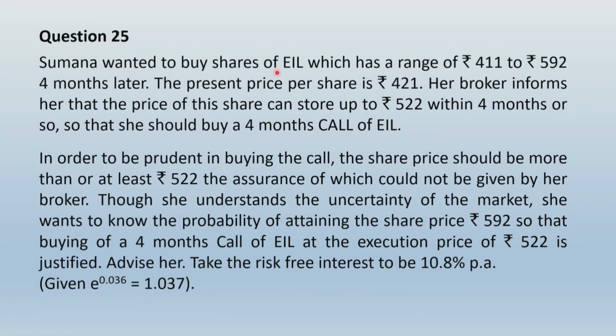Sumana wanted to buy shares of EIL which has a range of rupees 411 to rupees 592 4 months later. The very first line gives you an indication that there are two probable prices in future. The future that we are looking over here is 4 months later. The price of the share could be either 411 or 592. Now one thing is clear, these two are given as LPP, that is lower probable price, and HPP, higher probable price. The present market price per share is 421, so this is S0.